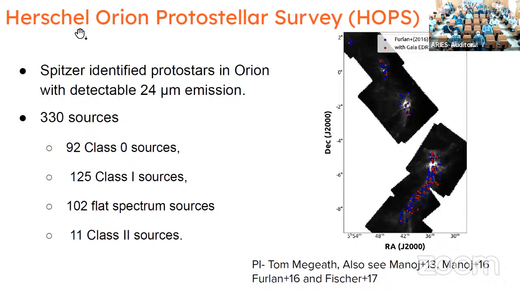So here I'm showing the survey coverage. We are basically looking at the Orion A and B molecular clouds, with the blue ones showing the location of the protostars, and I'll come to the red ones at a later stage. Basically, the red ones are the ones which we detect at optical wavelengths with Gaia.